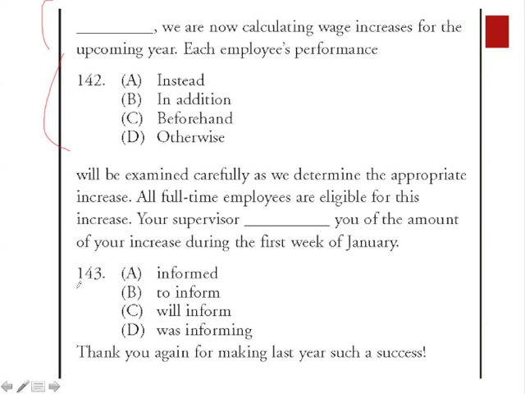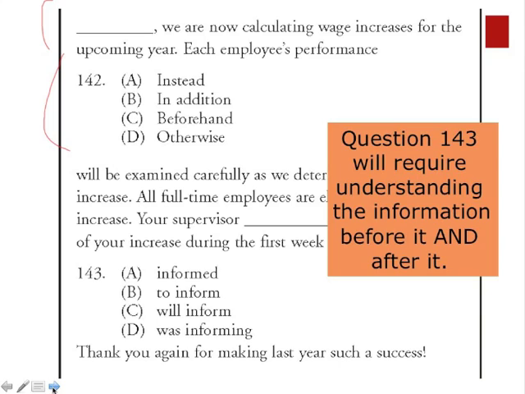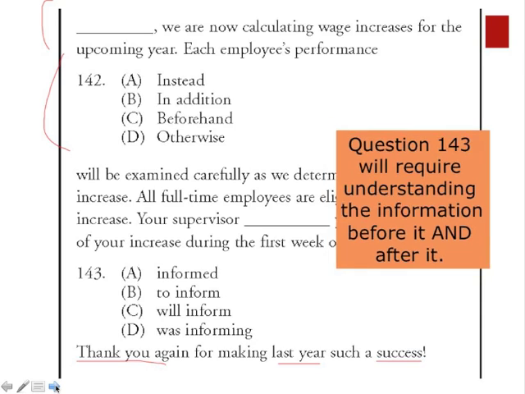Okay, now that we're back to question 143. As we said before, we have to figure out how much information we need to chunk. Well, we have to be able to understand the information that came before it and, of course, the information that comes after it. Now, fortunately, there's only a little bit more information at the end. It does say, "Thank you again for making last year a success." So, in a way, this email appears to be doing two things. It's telling us what a good job we did last year and what benefits we're going to have for the next year.